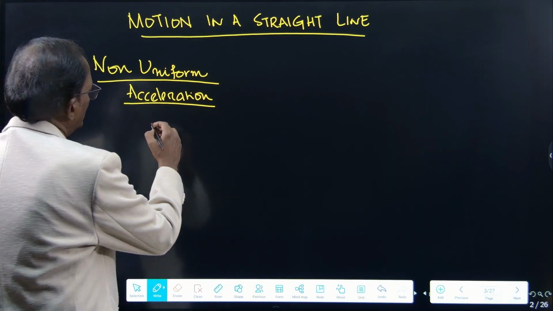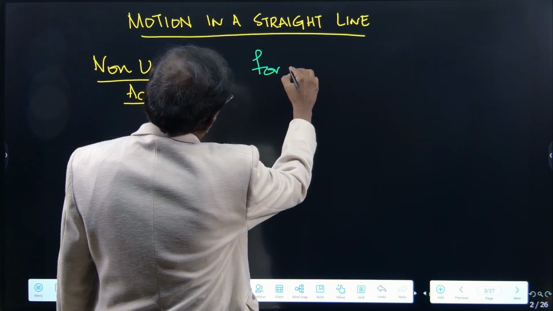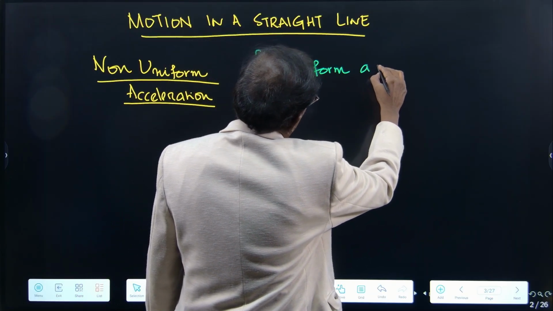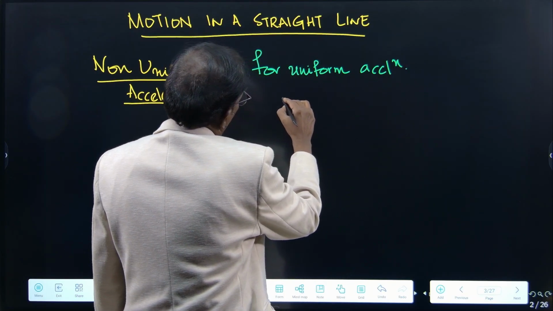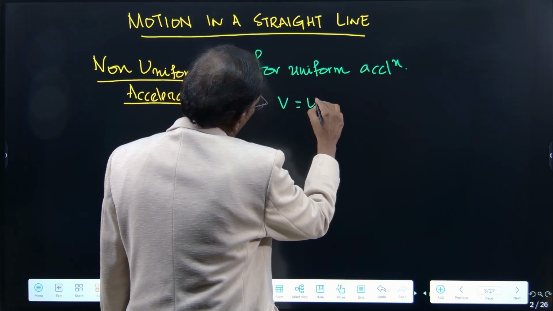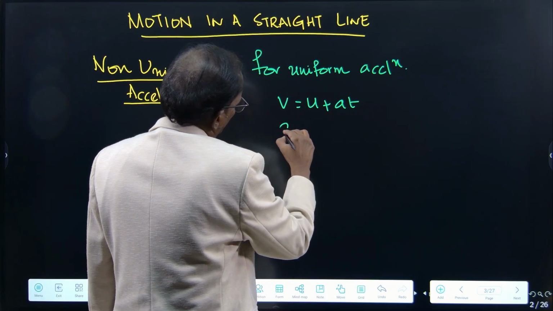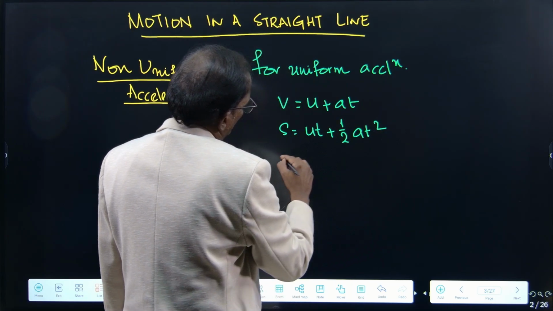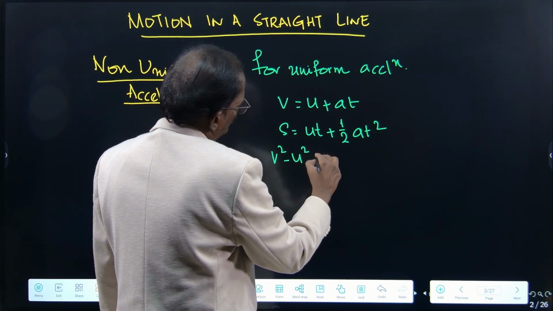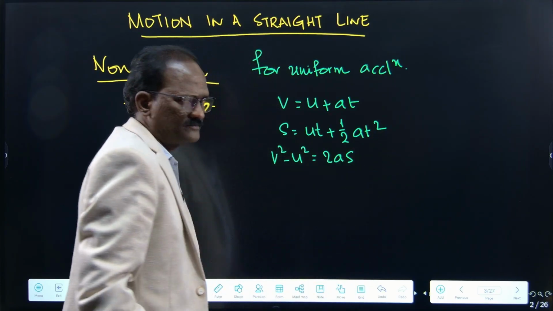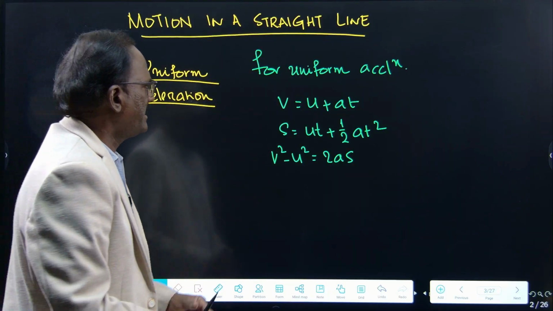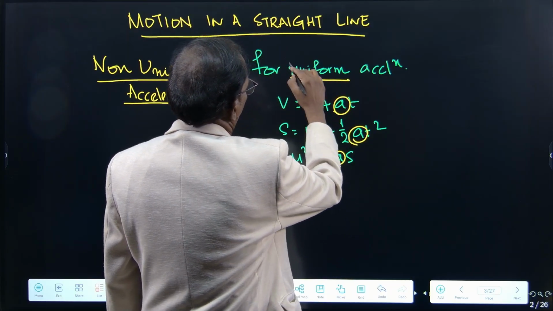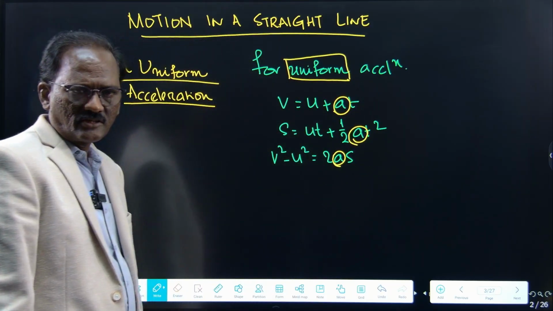So for uniform acceleration, we use kinematic equations. That is, v is equal to u plus at, s is equal to ut plus half at square, and v square minus u square is equal to 2as. In this list of kinematic equations, the a is uniform. That means it is constant.